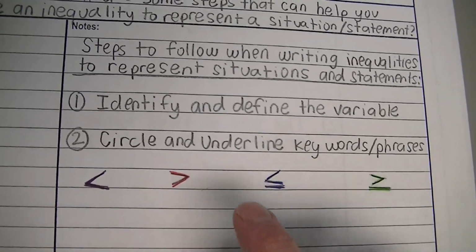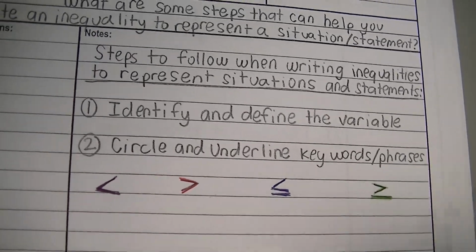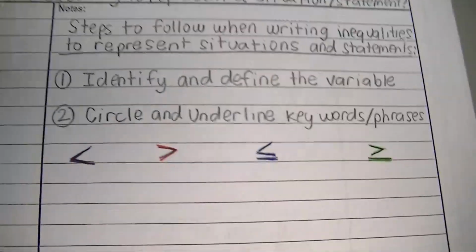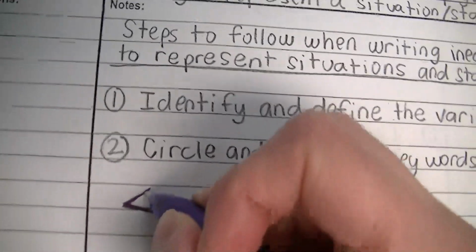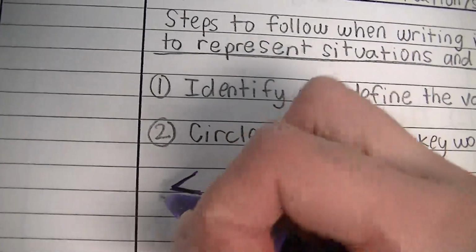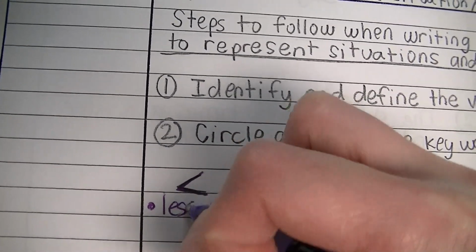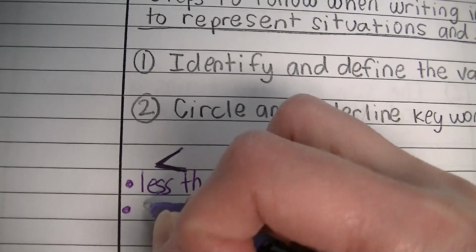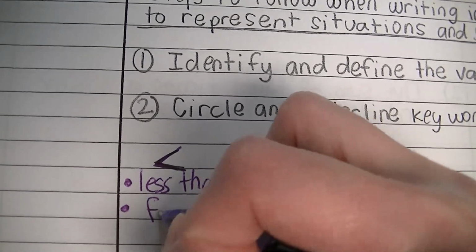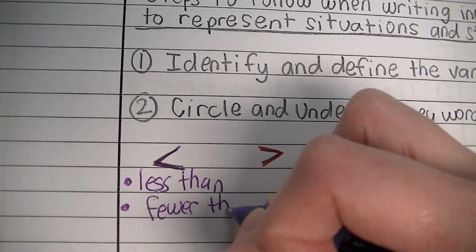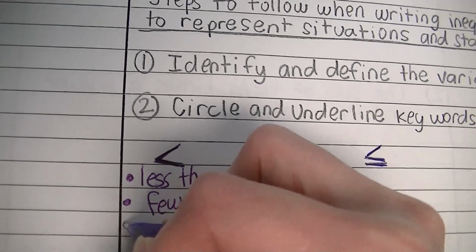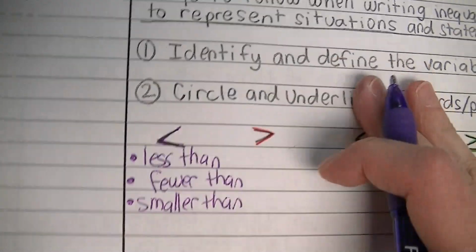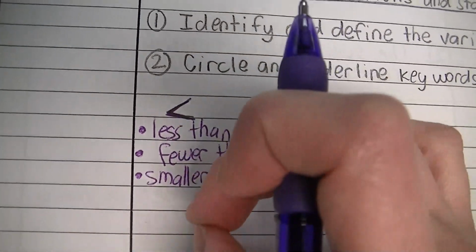After that, I would recommend circling and underlining keywords and phrases. For inequalities, these are some keywords and phrases that would help you think of using this symbol right here. If you see something that says less than, or if in the wording in your story problem it says fewer than, or if it says smaller than. And of course, there's more phrases that could be added to this list.